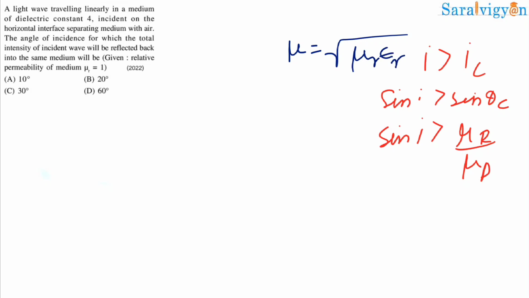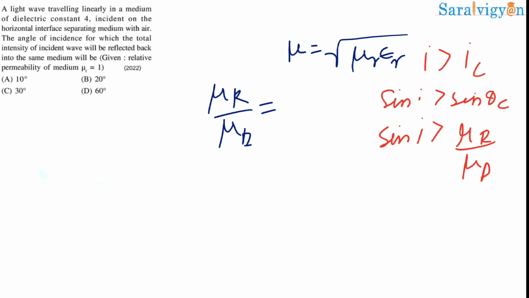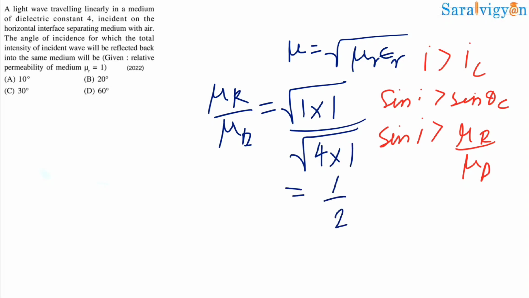We know mu we can also write as root of mu r into epsilon r, by using the relative refractive index. And we are given in the question mu r for the medium is 1 and the dielectric constant is 4. So we have mu r by mu d is equal to, here the rarer medium is air, so we have root 1 into 1 by root 4 into 1. Now we have it as 1 by 2.